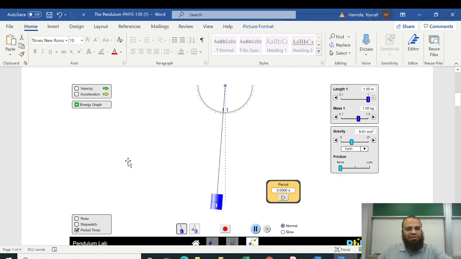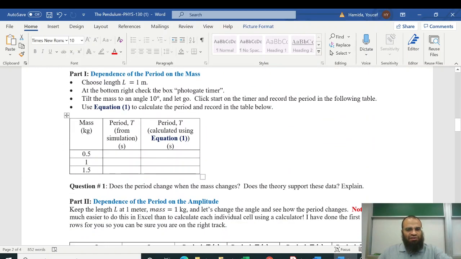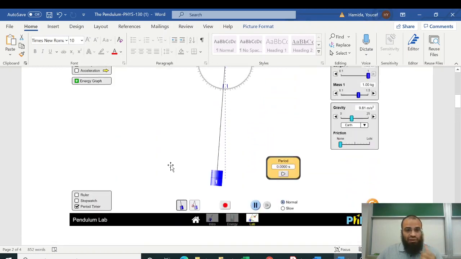So the Pendulum Lab asks you to do a few things. You will first hang different masses. You will choose the length of the pendulum to be 1 meter, and then you will hang half a kilogram, 1 kilogram, 1.5, and then you will see what the simulation gives. And then I ask you to calculate it using equation 1.